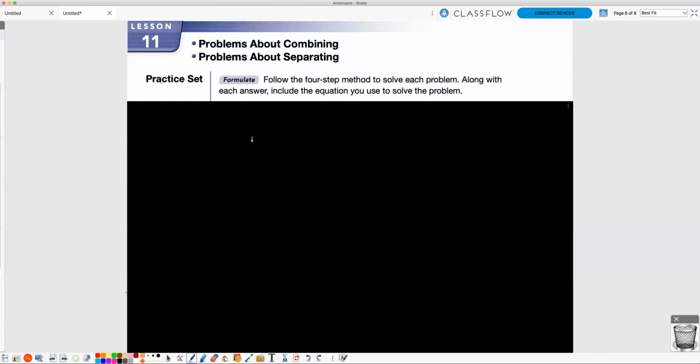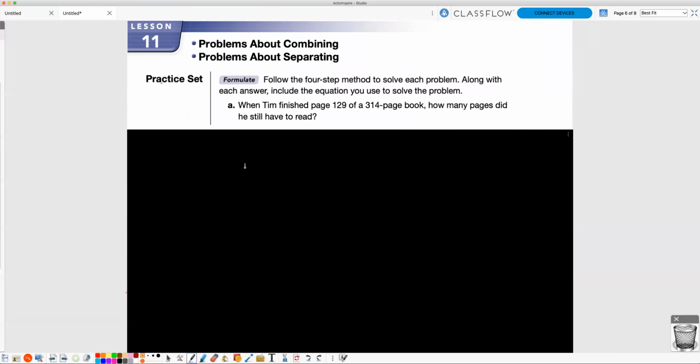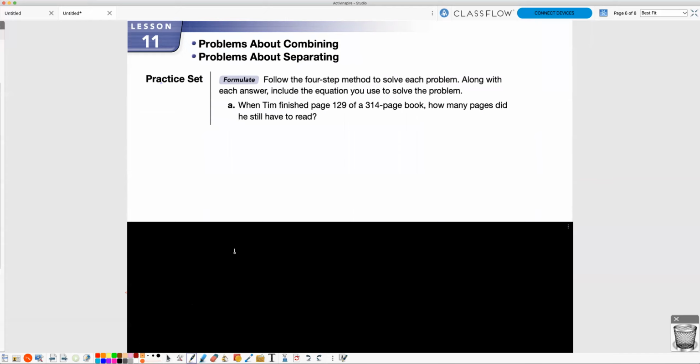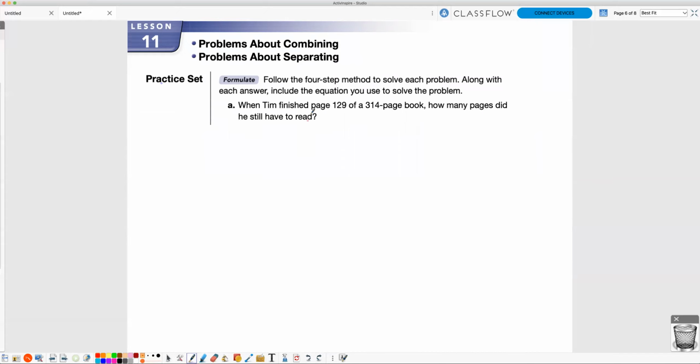All right, let's try this one. So following the four-step method, solve this problem along with each answer, including the equation you used to solve the problem. So in this case, when Tim finished page 129 of a 314-page book, how many pages did he still have to read?